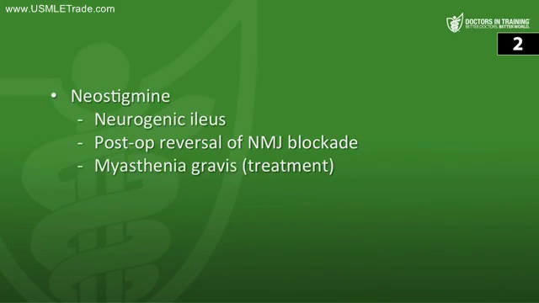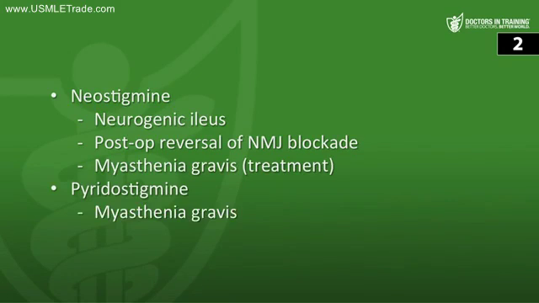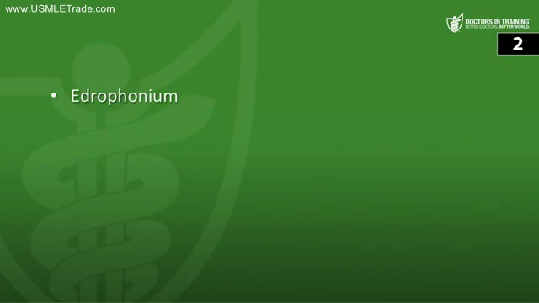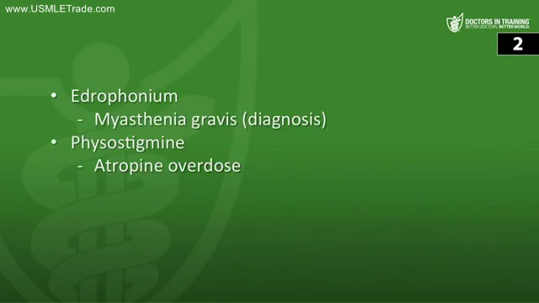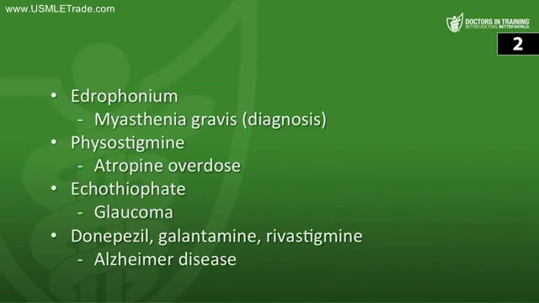It's sometimes used for myasthenia gravis as well. Pyridostigmine treats myasthenia gravis as well. Edrophonium is a drug used to actually diagnose myasthenia gravis. It's not used for treatment. Physostigmine is going to fix atropine overdose, so you can use it for people who've taken too much atropine. Ecothiopate is used for glaucoma. And then there's your Alzheimer's drugs. That's going to include donepezil, galantamine, and rivastigmine.